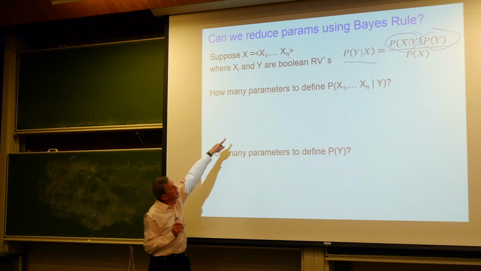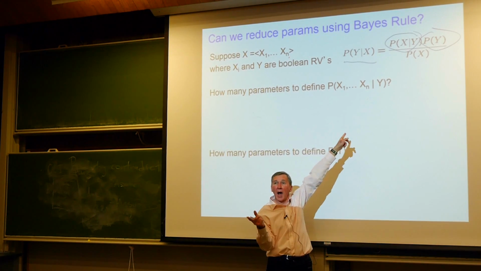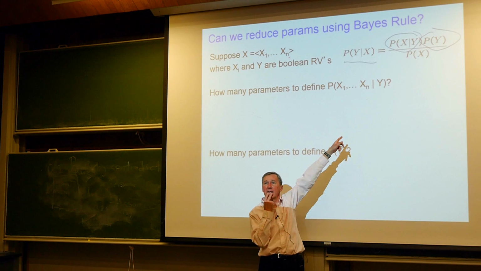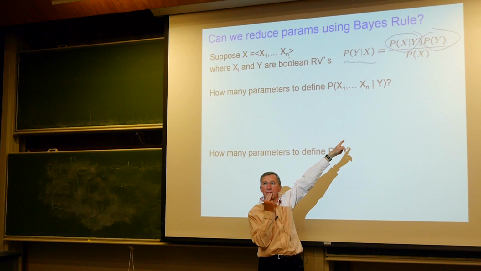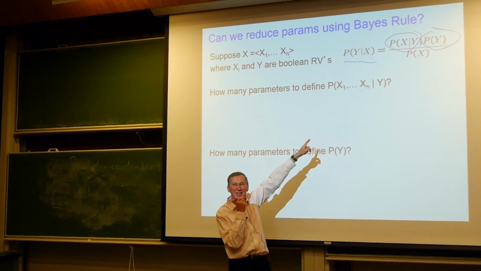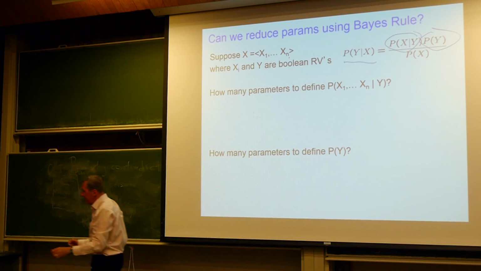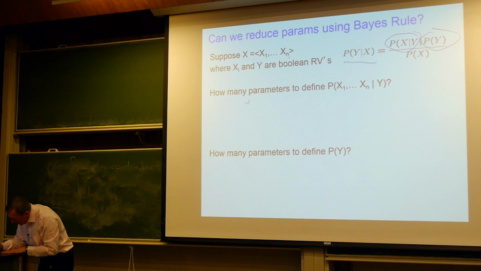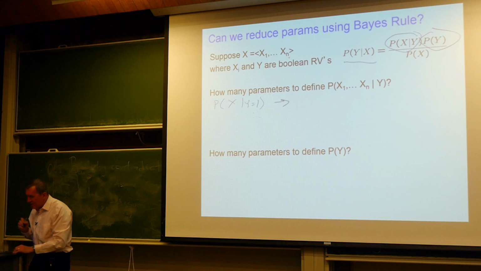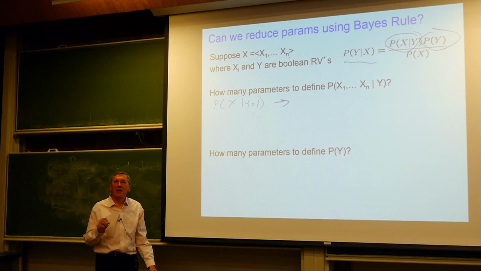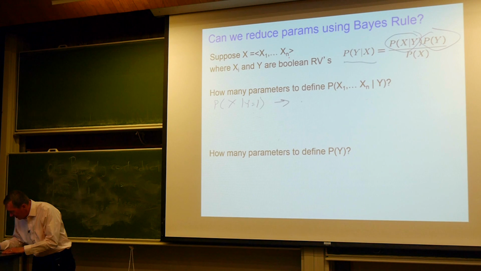Okay, so how many parameters do we need to get this? Remember, y is Boolean and x is Boolean. 2 to the n minus 1. So let's consider the case where y equals 1. When y equals 1, then we're just trying to get the probability of the x's given y equals 1. Then how many parameters do we need? 2 to the n minus 1, right?